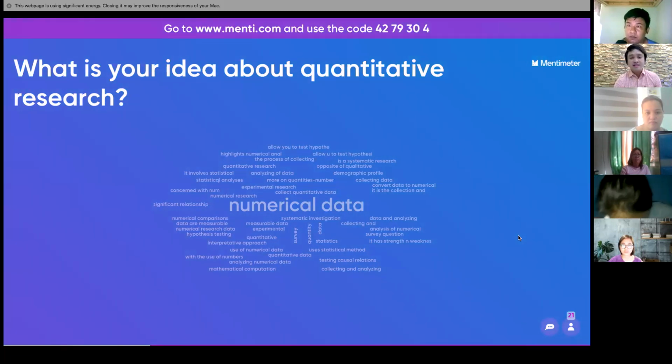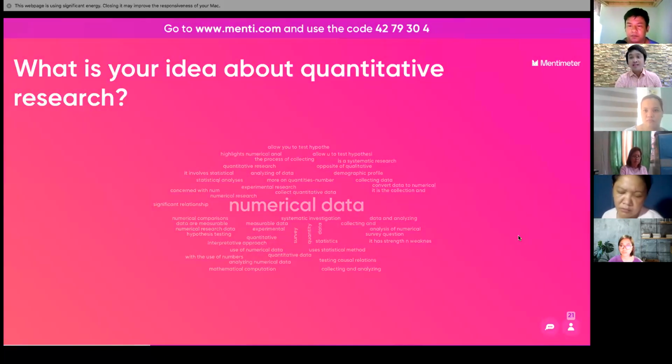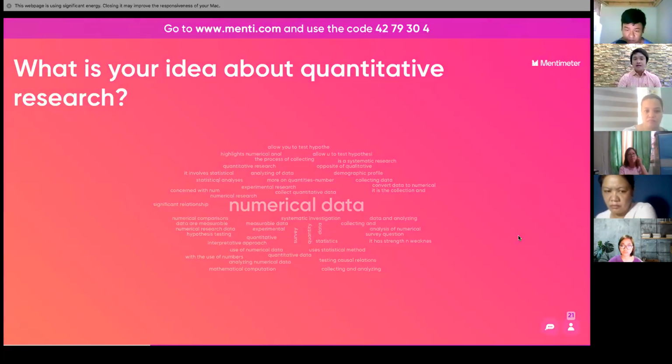At lahat naman ng research ay measurable. Ang kaibahan lang, pag sinabing quanti, it is measurable through the use of your statistical treatment. Ang qualitative naman, measurable din naman siya, kaya ibang method lang of analysis. Hindi lang siya quantitative analysis, it's called qualitative analysis. But still, you can still make sense of the data that you gather out of your qualitative analysis.